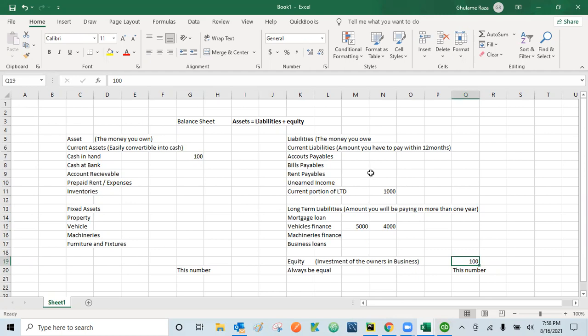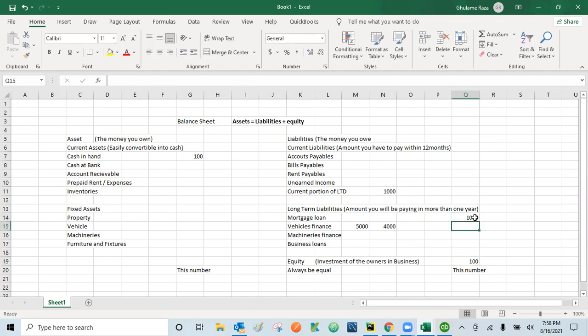I take a loan. Let's say I take a small loan, let's say a mortgage loan. Let's take an example here. So I take a mortgage loan of 1,000.